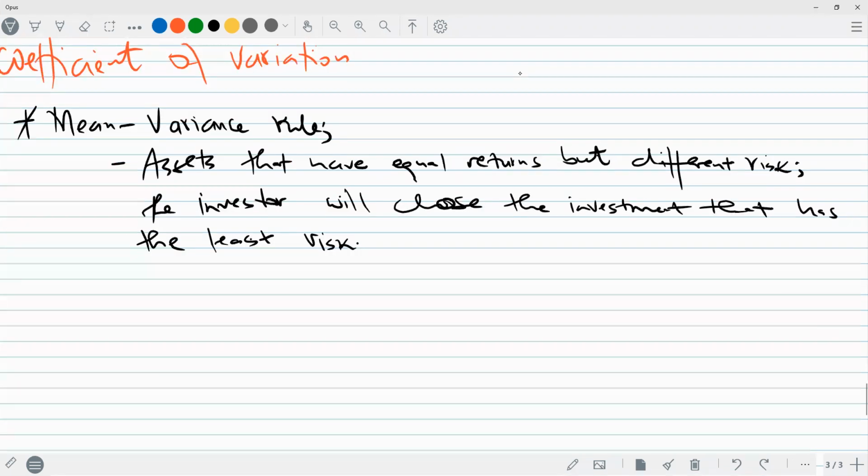Now, I can form the next rule. In the same example, A, B, the risk, standard deviation, is 10%, 10%. The return is 13%, and this is 15%. Which one do we take? As you can see, they have the same risk, but different return. Which one do you take? B. Why do you choose B?